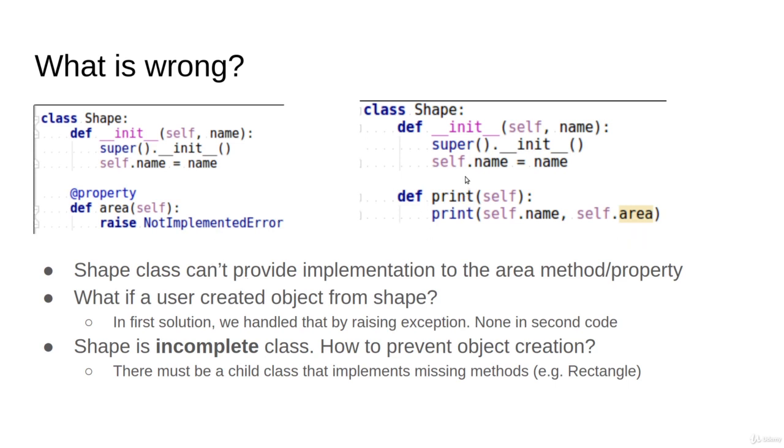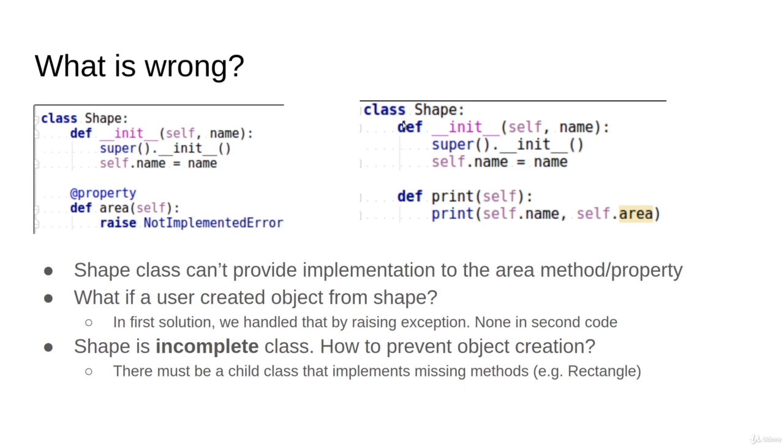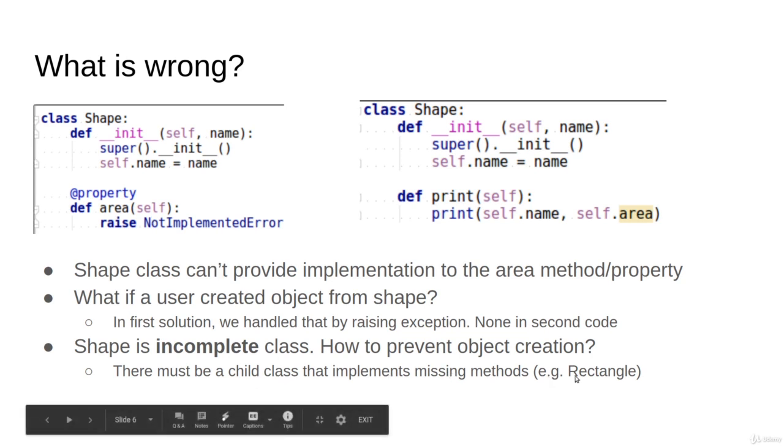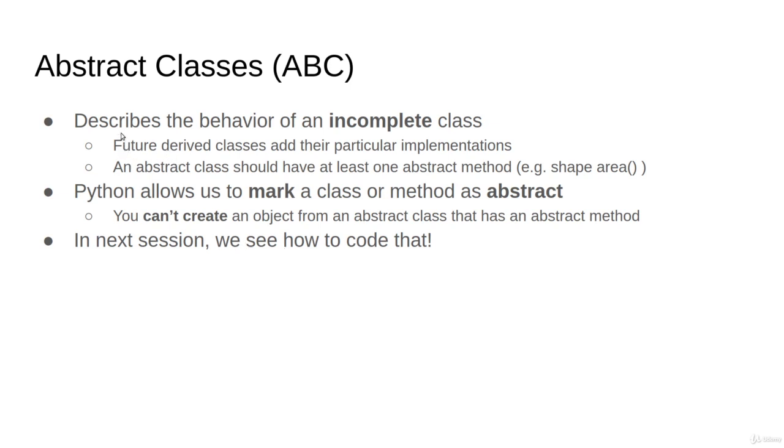Actually, this shape class is what we call an incomplete class. You shouldn't create an object from the shape. You have to create an object from a child that is going to implement what the shape class is missing here, because the shape class only cares that it has the what, but one of its children has to implement the how. And this is where the concept of abstract classes comes in. The abstract mainly describes the behavior of an incomplete class. Incomplete, like the shape class, means there is something that we know about its what, but some of its how isn't given so far. So one of the derived classes has to implement the missing part. That's why the concept of abstraction comes in.